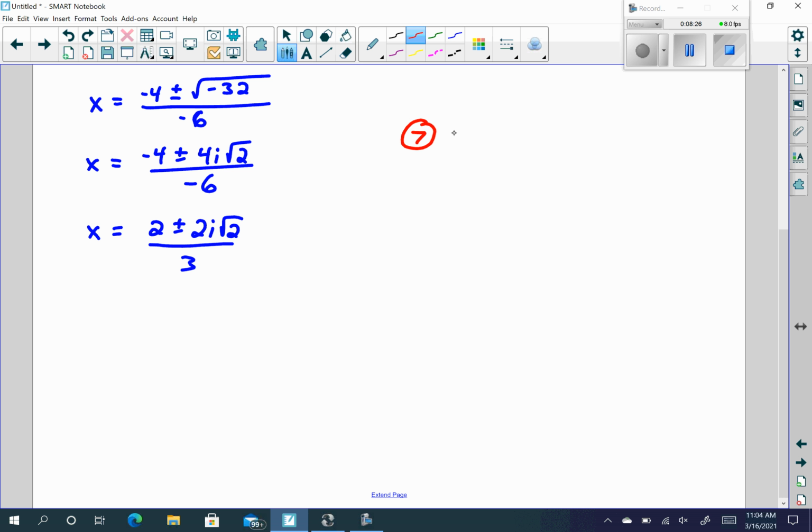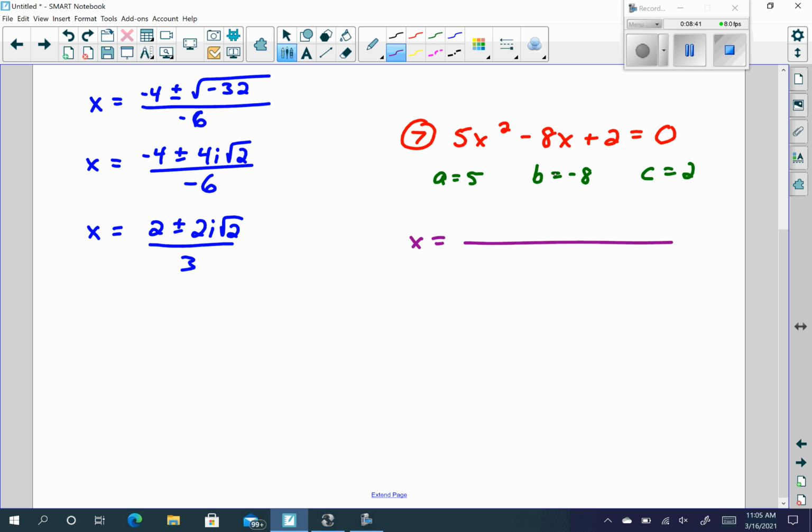Looking at number 7. Again, this is set equal to 0. A is 5, B is a negative 8, C is a positive 2. So using the quadratic formula, x is going to equal the opposite of b, so it's going to become a positive 8, plus or minus b squared. This will always become positive because it's negative 8 times negative 8, minus 4 times a times c will give us 10, all over 2 times a, which will give us 10.